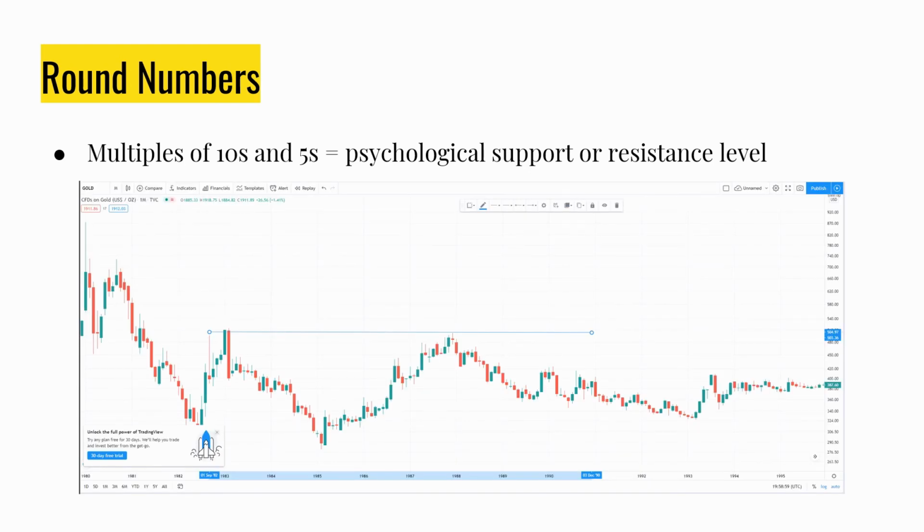For instance, this can be seen in the gold rally in 1982 and 1987. We see that in 1982, the gold rally went all the way up to 500. Another gold rally happened in 1987, and we see that price peaked at $500 again. Even though the majority of trading is done by computers today, you can still see this phenomenon happen. So I thought that I might as well include it so you guys don't get caught on the wrong side of the trade.